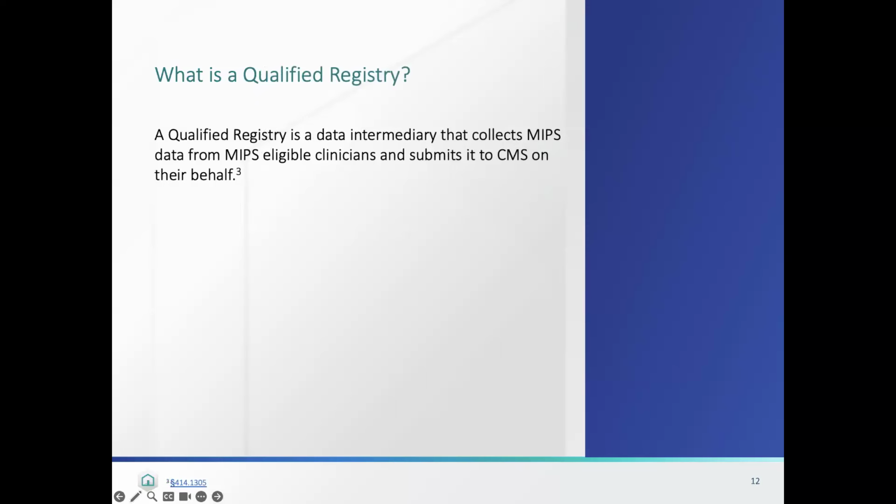A qualified registry is a data intermediary that collects MIPS data from MIPS eligible clinicians and submits it to CMS on their behalf. Clinicians work directly with their chosen qualified registry to submit data on the measures or activities they've selected. If the entity seeking to qualify as a qualified registry uses an external organization for purposes of data collection, calculation, or transmission, it must have a signed written agreement with external organizations that specifically details the responsibilities of the entity and the external organization. The written agreement must be effective as of September 1st of the year preceding the applicable performance period. Qualified registries may not support QCDR measures. Next slide.